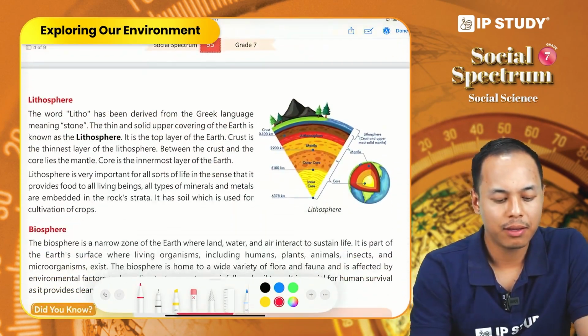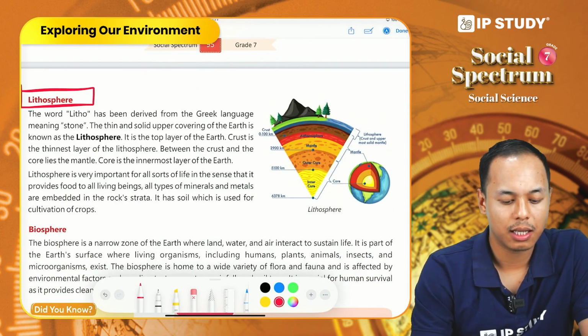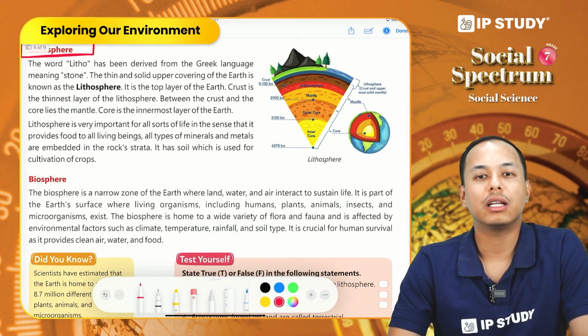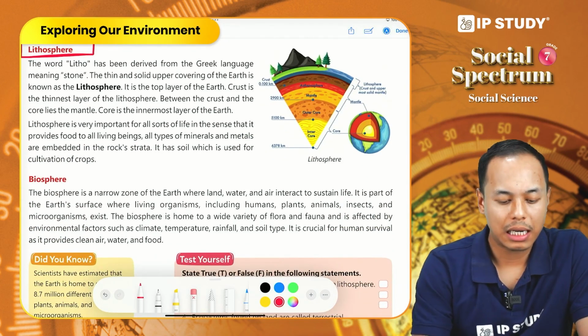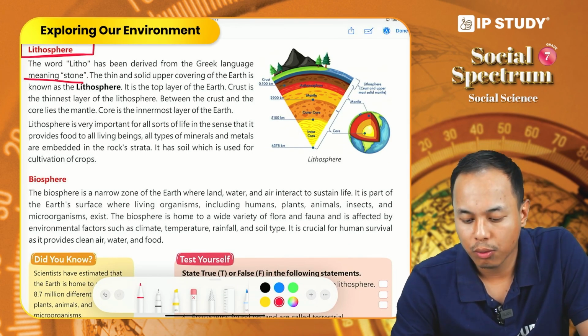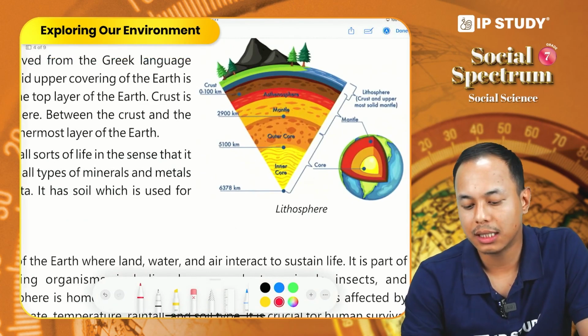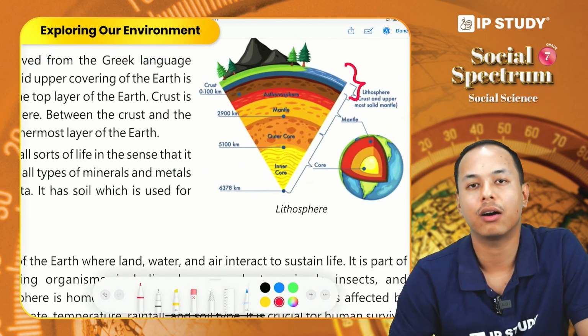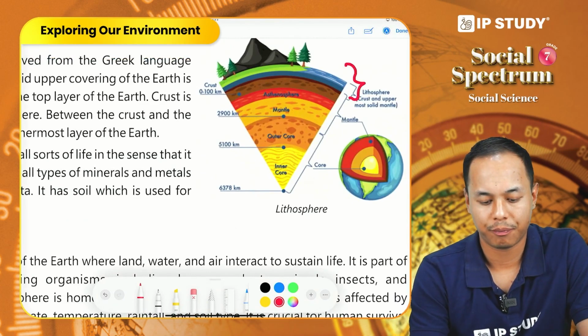Now let us see another layer, that is lithosphere. Okay, so the lithosphere is derived from the Greek word lithos or litho meaning stone. Okay, if we look at this, see, the uppermost solid layer of the earth is called the lithosphere.